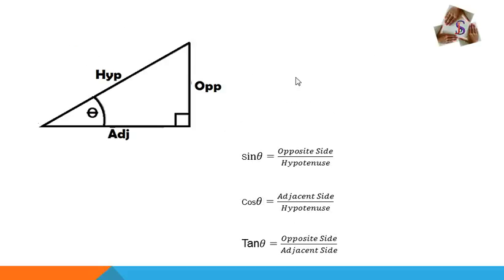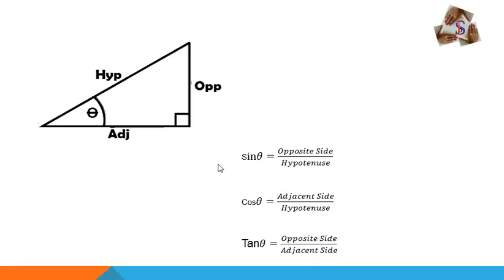The next trigonometric ratio, sine theta. Sine theta is equal to opposite side by hypotenuse side. Tan theta is equal to opposite side by adjacent side. So sine theta is opposite side by hypotenuse side. Cos theta is adjacent side by hypotenuse side. Tan theta is opposite side by adjacent side.